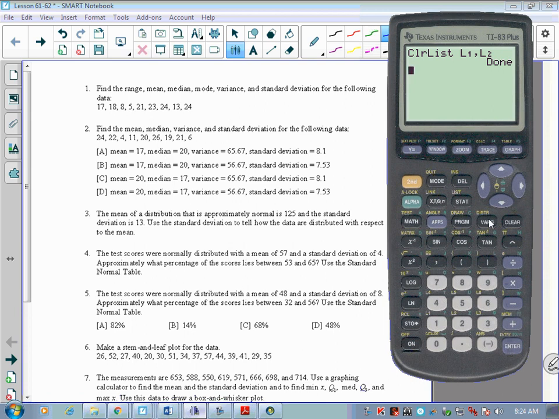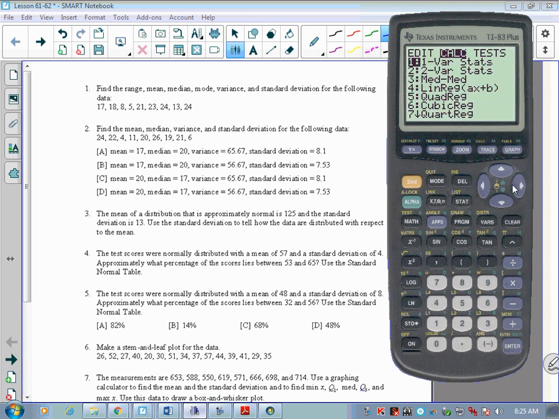Okay, so we're going to hit stat. We're going to edit. We're going to go through here: 17, and I don't have to reorder the data. It's going to do that for me. 17, 18, 8, 5, let's see, 21, 23, 24, 13, 24. Okay, then we're going to hit stat again.